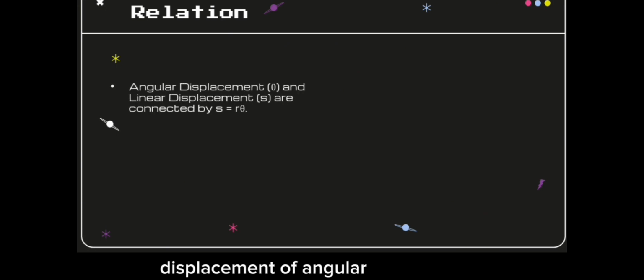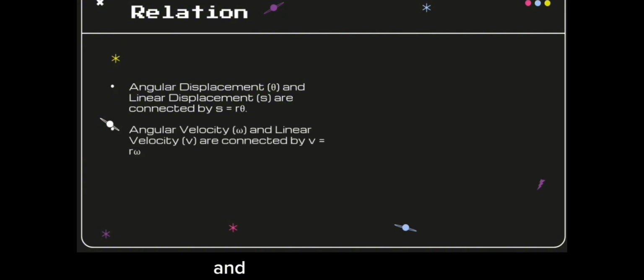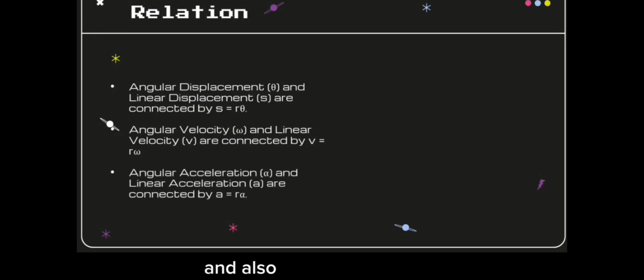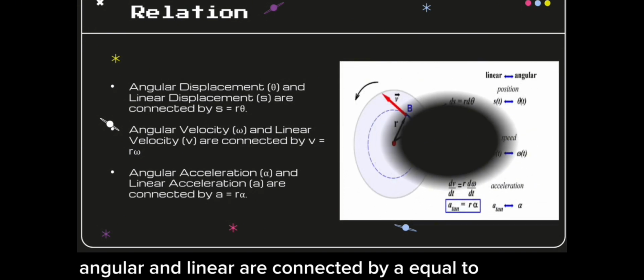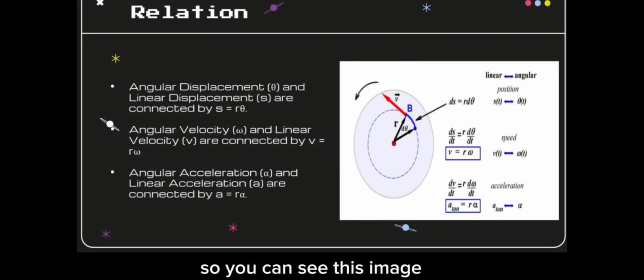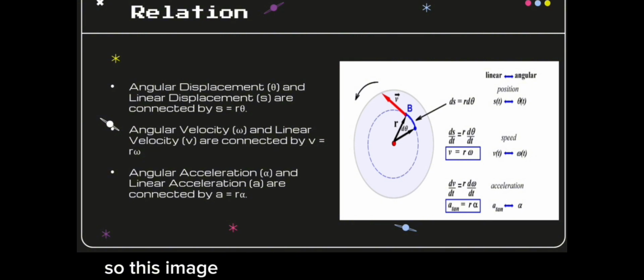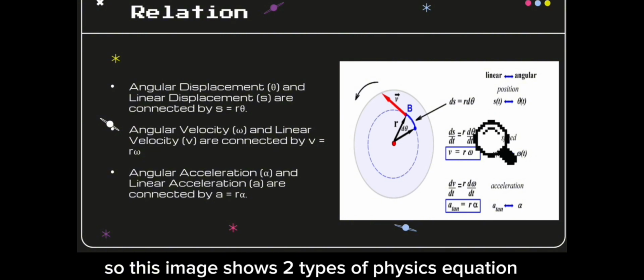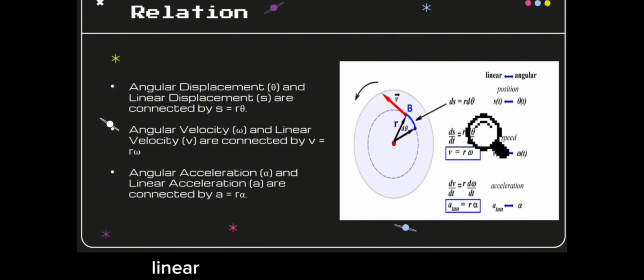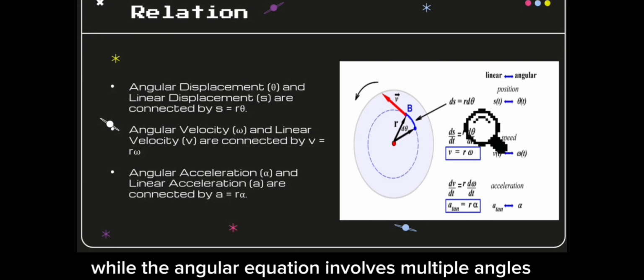So what about the equations? Displacement of angular and linear are connected by s equals r theta, and velocity of angular and linear are connected by v equals r omega, and also accelerations of angular and linear are connected by a equals r alpha. So you can see this image. This image shows two types of basic equations, linear and angular. Linear equations involve straight lines, while angular equations involve angles.